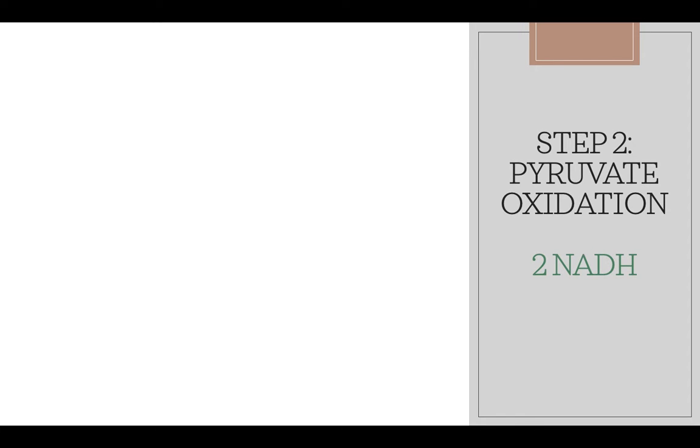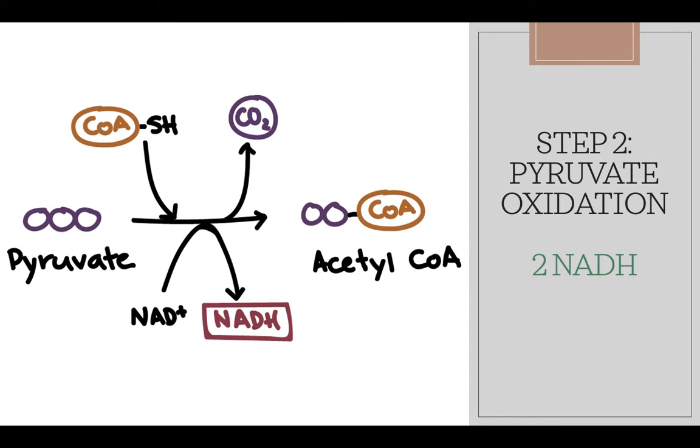The second step in the process is the generation of acetyl-CoA from pyruvate. Through the sequential action of 3 enzymes and 5 coenzymes, known as the pyruvate dehydrogenase complex, pyruvate is oxidized to form acetyl-CoA, a 2-carbon molecule that acts as the fuel for the citric acid cycle. During this oxidation, 2 molecules of NADH are produced, 1 from each pyruvate molecule.